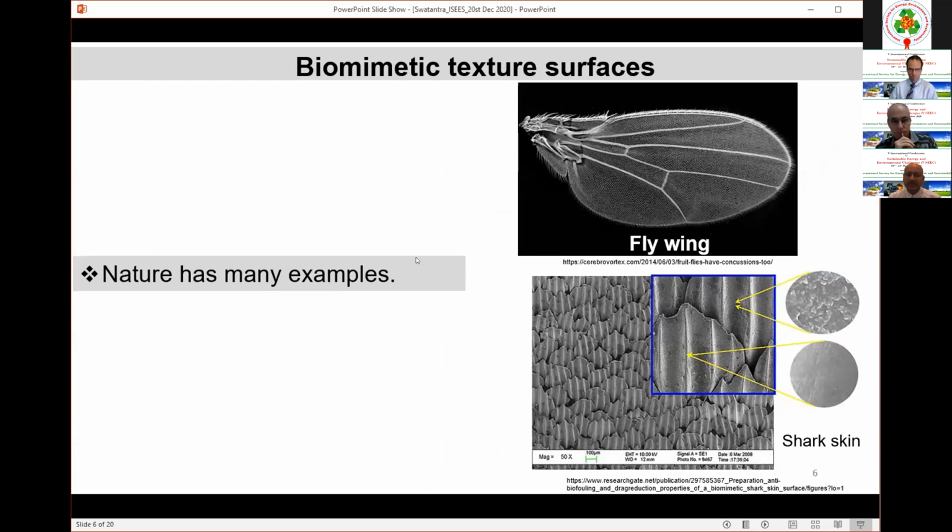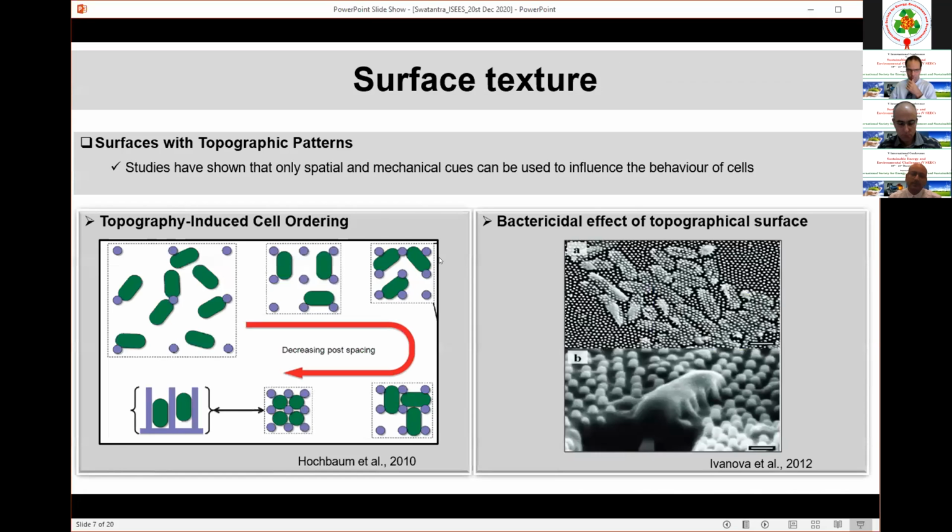So in nature, there are many examples of this kind of anti-fouling biomimetic surface. For example, this is the SEM image of fly wings. You can see there are many nanostructures on these fly wings. Similarly, on shark skin, you can see there is a micro-size texture, and here in the smaller section, you can see there is an even smaller size of texture. These surfaces have shown their potential for biofouling control, and a lot of research has been done in this area.